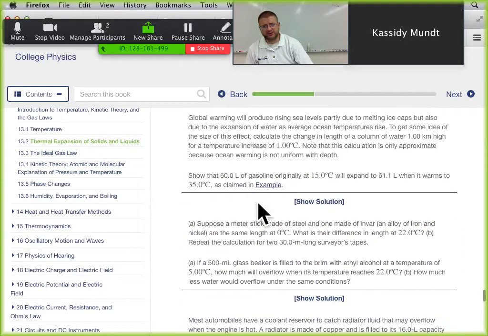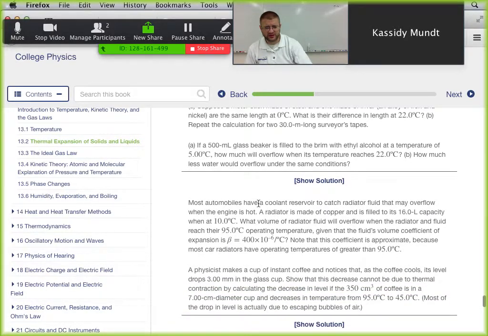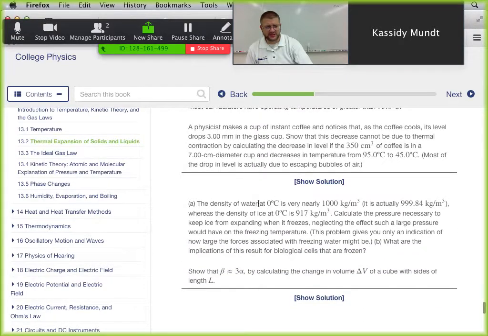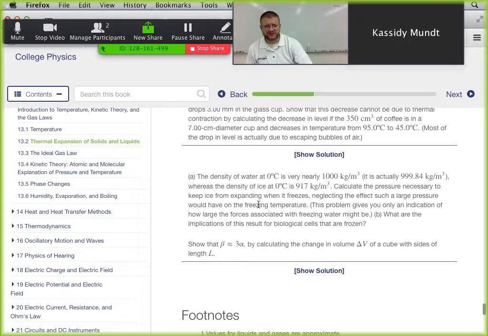And then, did we do any others? For 13.2. Yeah, oh yeah, we did. Density of water and pressure one. Yes, the density of water and the pressure one. So that's the second to last problem. The density of water at 0 degrees is very nearly 1,000 kilograms per meter cubed. So do you got those? 3 problems in 13.2?